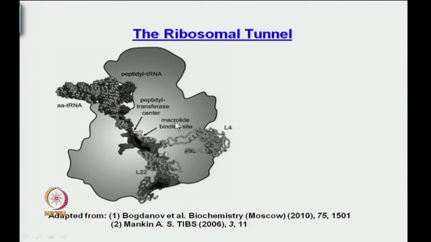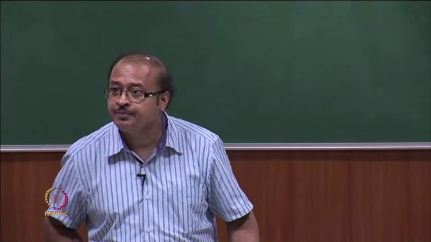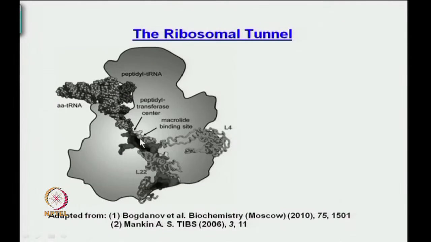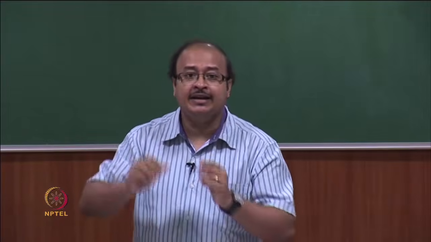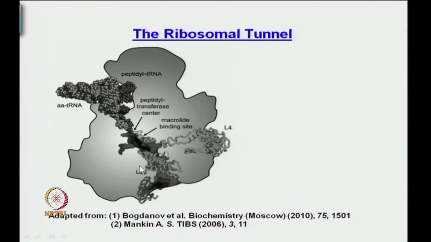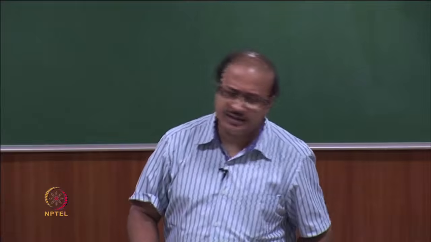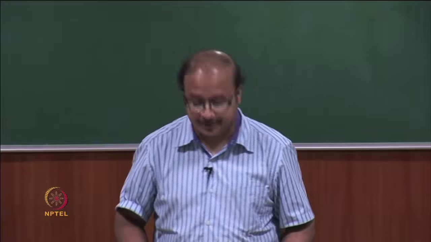Apart from that, a couple of other things. This is a macrolide binding site. Macrolides are essentially antibiotics based on these macrolide moieties or structures. If you administer such an antibiotic, it would typically bind at the place shown by the arrow. Then look at L4 and L22. These are two proteins, amongst many others, that line the ribosomal tunnel. In other words, L4 and L22 have been shown through many studies to interact with the growing or elongating peptide chain.